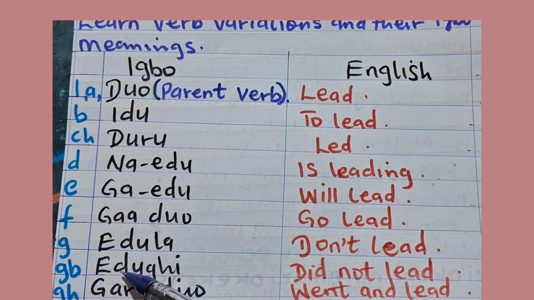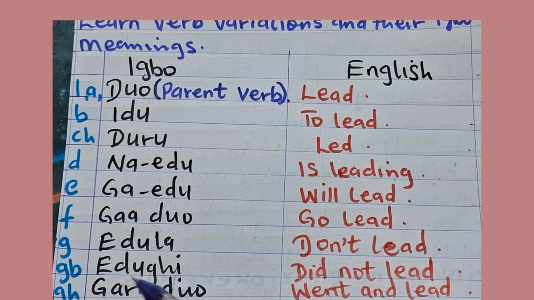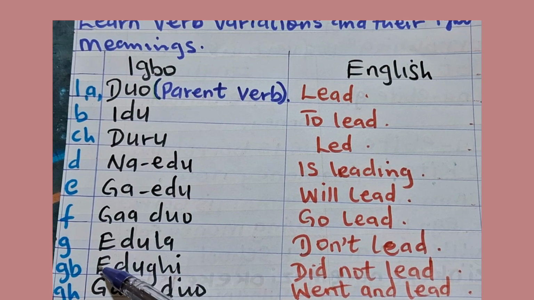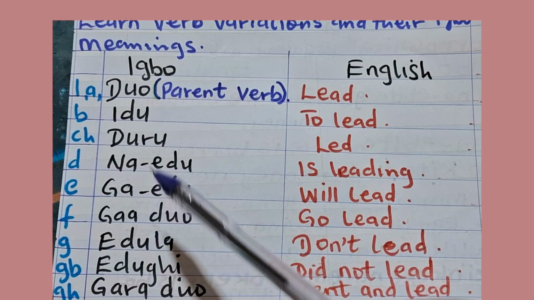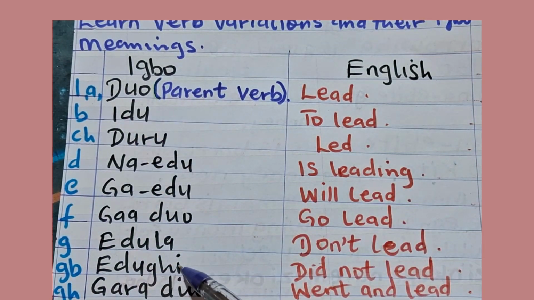Number 8, eduhi, did not lead. You can see our prefix here, e, and our suffixes, hi. So we add both prefix and suffixes to this duo. It changes from duo to eduhi, meaning did not lead.